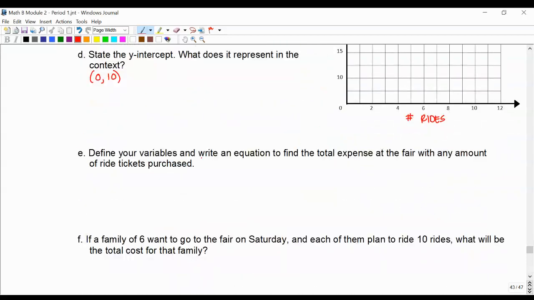E says we're going to write an equation. We've already defined the variables. So the equation is y equals our rate of change or our slope, which is 2.5, x plus our flat fee or starting amount, which is 10.